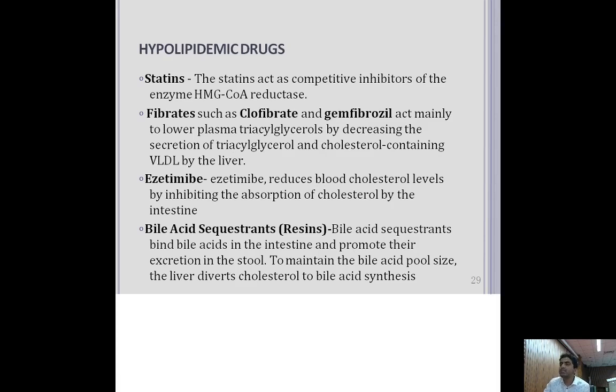Next is bile acid sequestrants. Basically these are resins which combine with the bile acids in the intestine and promote their excretion. These bile acid sequestrants combine with the bile acids and help in the excretion of these bile acids through the intestine in the stool, right? So if bile acid decreases, then more and more cholesterol will get degraded to form bile acid. That's how ultimately the cholesterol level will also reduce, because of the increased degradation of cholesterol.